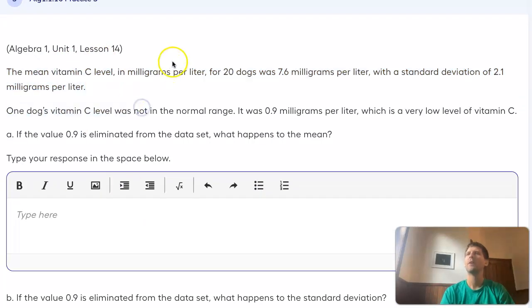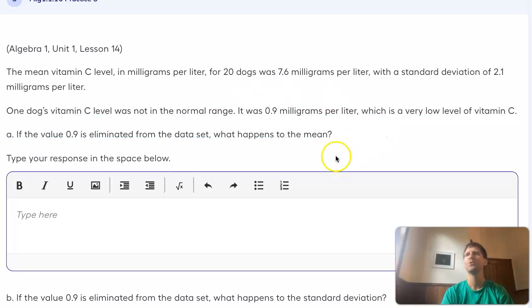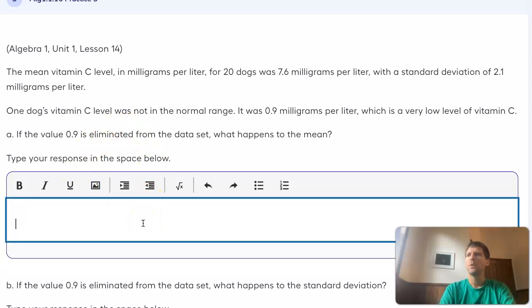Okay, now they're talking about vitamin C level in dogs. They tell us the mean level is 7.6 milligrams per liter. The standard deviation is 2.1. One dog's vitamin C level was not in the normal range. It was 0.9 milligrams per liter, which is very low. If the value is eliminated, what happens to the mean? Well, if we eliminate a value that's very low in the data set, if you think about all the numbers we add up and divide, now we don't have this one that's very low, so it's going to increase the mean.